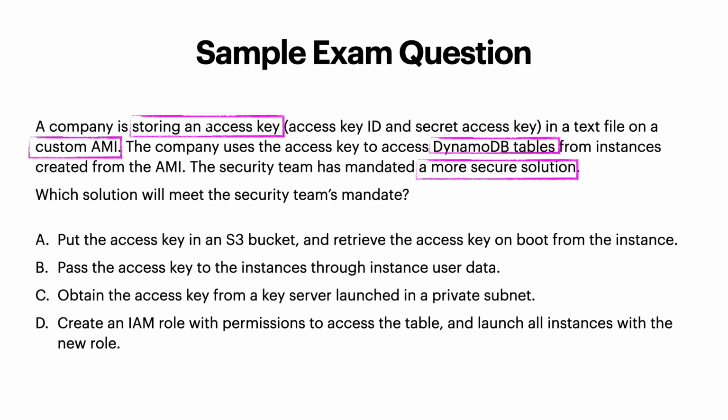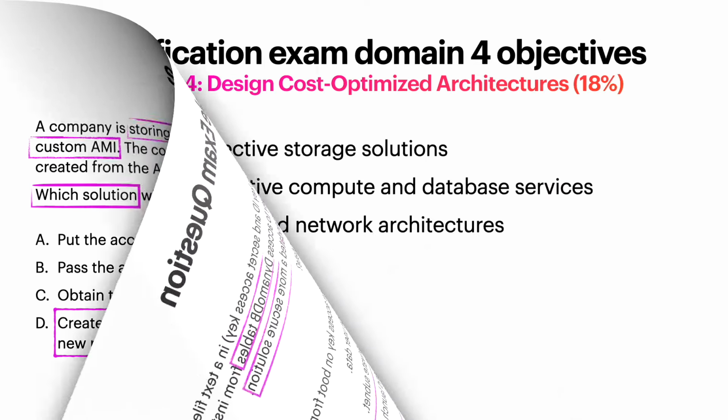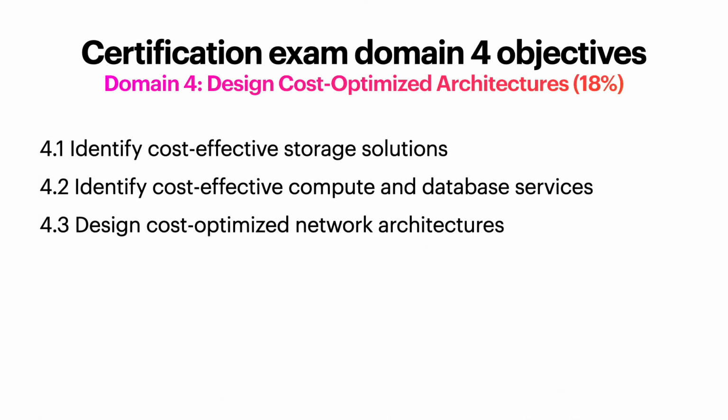Obtaining the access key from a key server launched in a private subnet is also something we are not able to do, because at the end of the day, you need to have a permission for the EC2 instance to access the key server. Creating an IAM role with permissions to access the table and launching all instances with the new role is the correct answer. The fourth domain is about cost optimization.